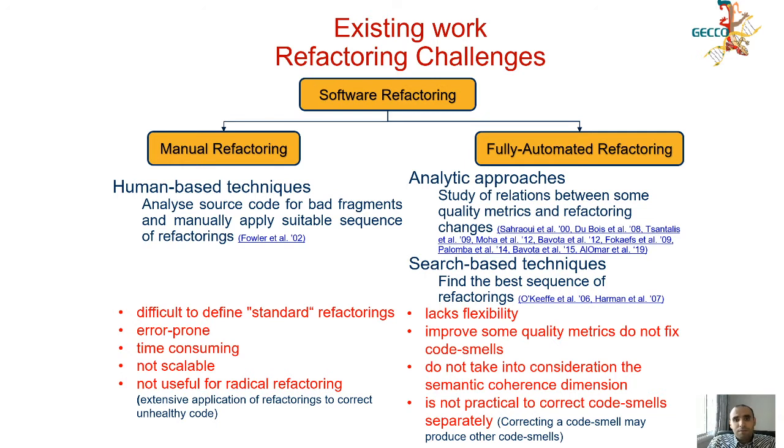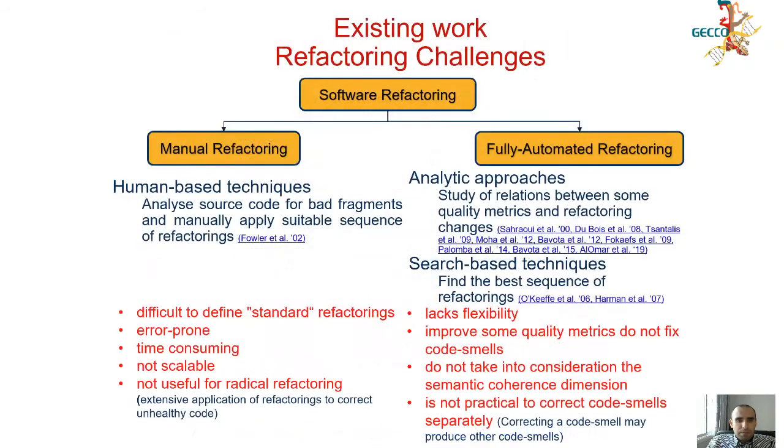Some other refactoring approaches that are fully or partially automated use analytic approaches to study the relationship between refactoring operations and quality metrics. Some others are based on search techniques. However, they also lack flexibility. They can improve some quality metrics, but do not fix code smells, and mostly do not take the semantic coherence of the code into consideration. They could be practical to fix code smells separately. However, correcting some code smells can lead to introducing other code smells or other issues in other fragments of the code.